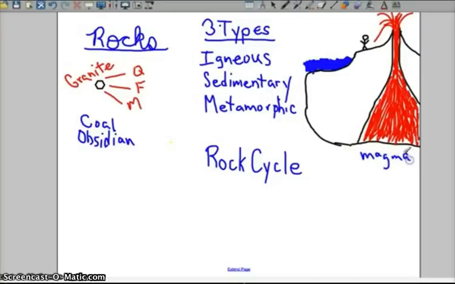The magma could cool before it actually comes up out of the volcano. All this area right along the edge of the volcano could be cold enough that it all turns into rock. And of course, after the lava flows out of the volcano, it can cool here on the surface. So whether it cools down here or up here, you're going to end up having what's called igneous rock.